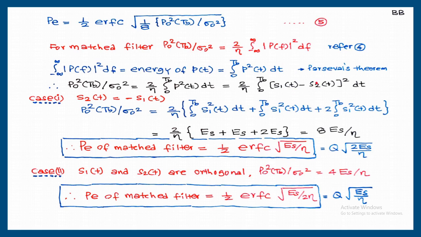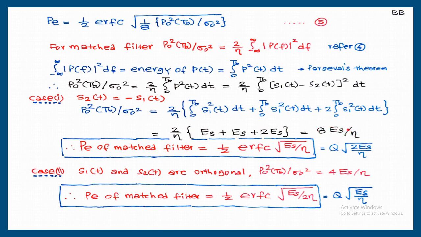But s2 of t is equal to minus s1 of t. So that is why it will be 2 into s1 of t into minus s1 of t. That minus and minus will become plus. So plus 2 into integral 0 to Tb s1 square t dt. And that is the same as 2 by eta times the energy of s1, that is Es. Energy of s1 into 2, that is 2 Es. So it will be 4 Es into 2, finally 8 Es by eta. This is the energy of that one bit.